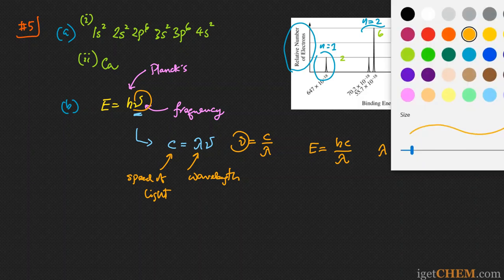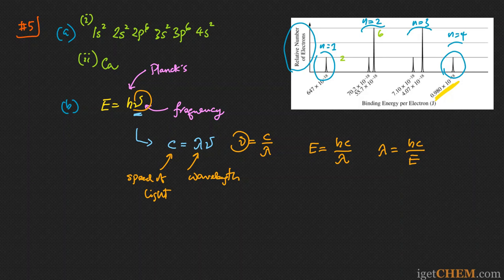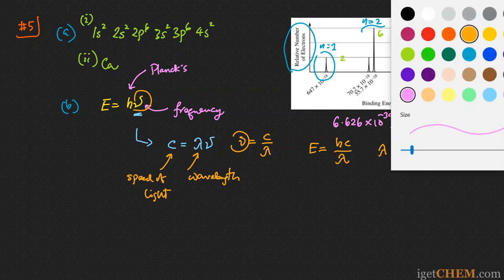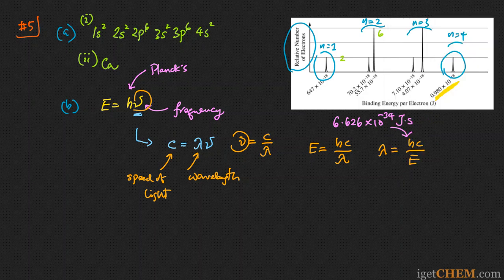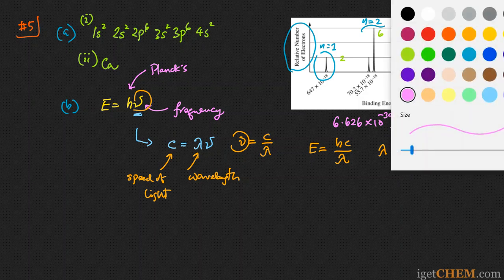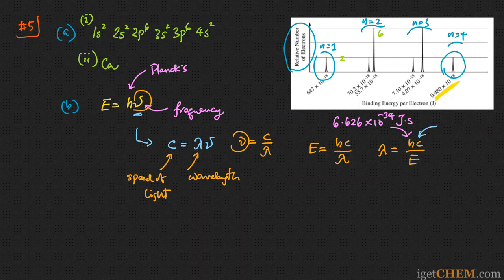The equation page gives you the values for the Planck constant and the speed of light. So the Planck constant is 6.626 times 10 to the minus 34 joules second, and the speed of light is 3.00 times 10 to the 8 meters per second. And so now if you put that in, you should be able to calculate the wavelength.